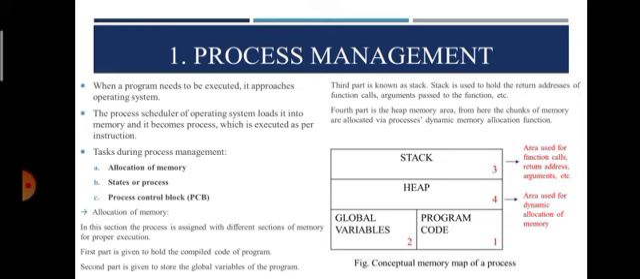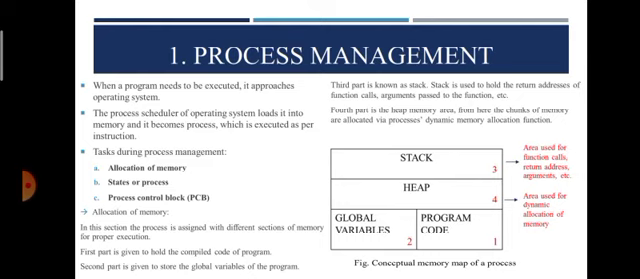So what happens in stack? Stack is used to hold the return addresses of function calls, arguments passed to the functions, etc. Heap: this area is used for dynamic allocation of memory. So this is what is happening in allocation of memory.